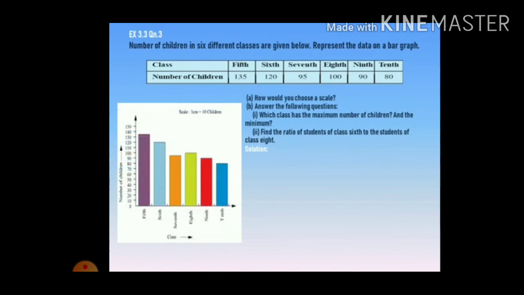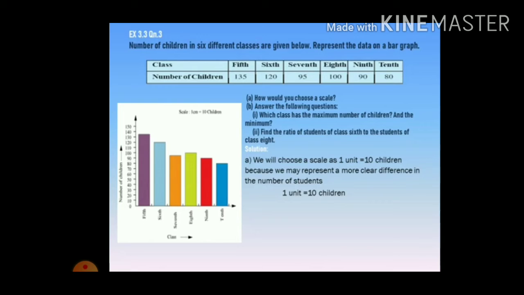So to draw the bar graph, firstly we draw the horizontal and the vertical line. In the vertical line we represent the number of children, while in the horizontal line we represent the class, right? So accordingly we will draw the bar graph and we will select the scale. Over here the data is ranging from around 90 to 135. So we'll begin from 0 and keep the scale as 10, right? So the answer of the first part is the scale of 1 unit is 10. So 1 unit is equal to 10 children.